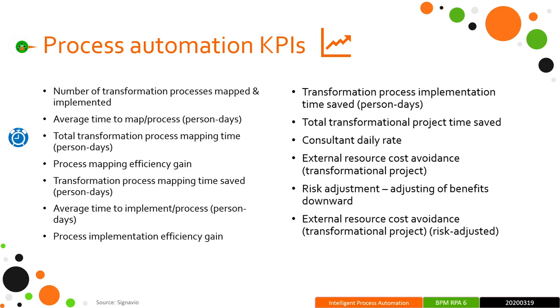KPIs that are tracked during the program are, for instance, number of transformation processes mapped and implemented, average time to map a process, total transformation process mapping time, process mapping efficiency gain, transformation process mapping time saved, average time to implement per process, process implementation efficiency gain, transformation process implementation time saved, total transformational project time saved, consultant daily rate, or external resource cost avoidance.